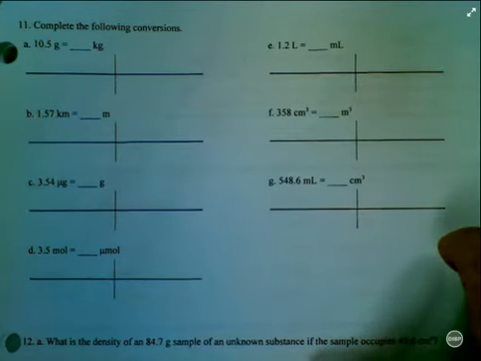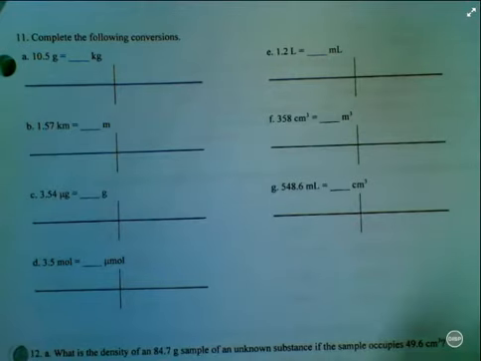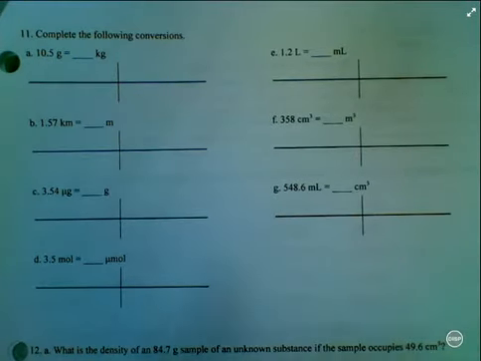Number 11, let's actually get into converting stuff. We've looked at statements of equality. We've looked at creating conversion factors. But let's actually do the calculation now. Let's actually do the converting.